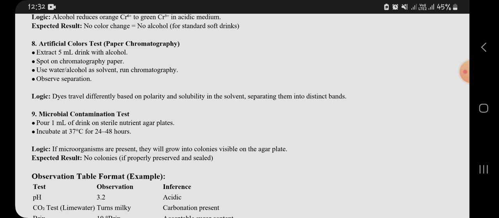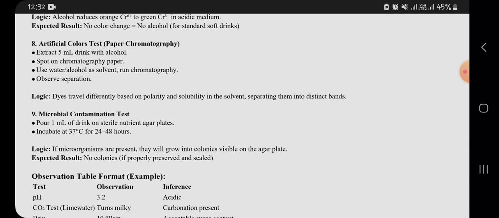Artificial colors test. Extract 5 ml drink with alcohol, spot on chromatography paper, use water or alcohol as solvent, run chromatography, observe separation. Logic is dyes travel differently based on polarity and solubility in the solvent, separating them into distinct bands. Next one is microbial contamination test.